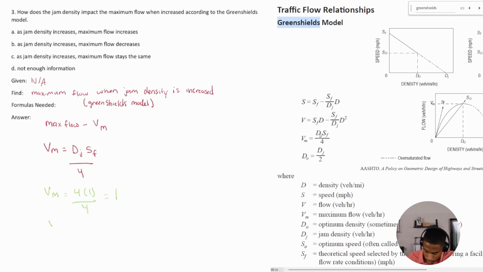So that was us using 4 for dj, but let's say we use 8 for dj. We'll say Vm, and this is us increasing the jam density: 8 times 1 over 4, keeping everything else the same. We get 2. So as our jam density increases, our max flow should also increase. Hopefully that made some sense.